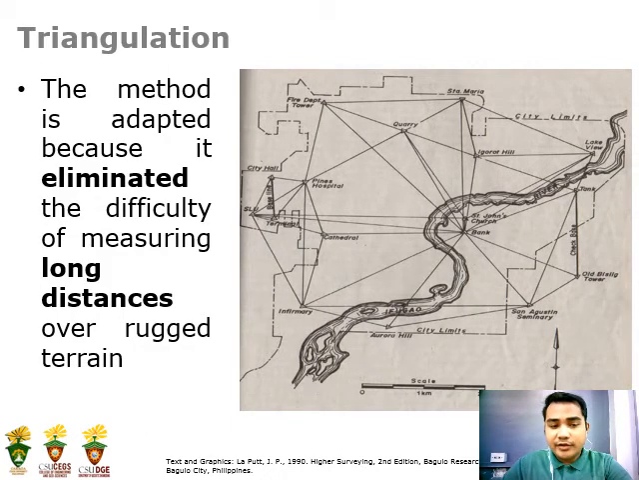So the triangulation method is being adapted because it eliminated the difficulties of measuring long distances over rugged terrain. So triangulation is being adapted, no, in establishing horizontal control networks. It's because with long distances, the other methods are not feasible, especially in mountainous places. So another technique or method is needed to make the establishment of control networks easier.